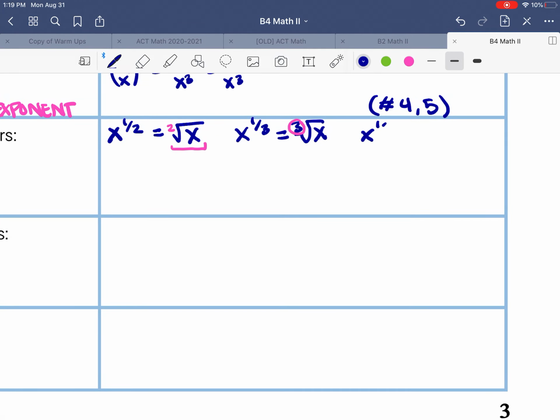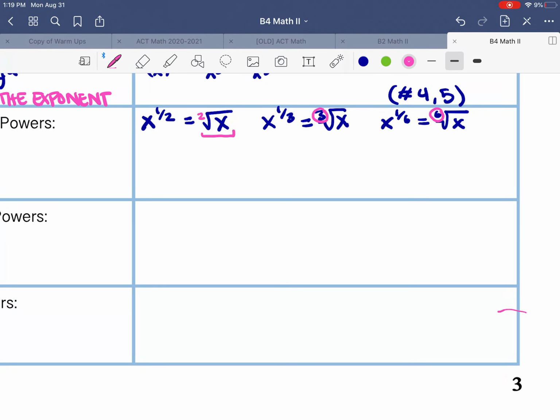So even something like x to the 1 over 6 power is the 6th root of x. That's how we say that, the 6th root of x. So we're breaking it into 6 identical pieces because of that 1/6 power.